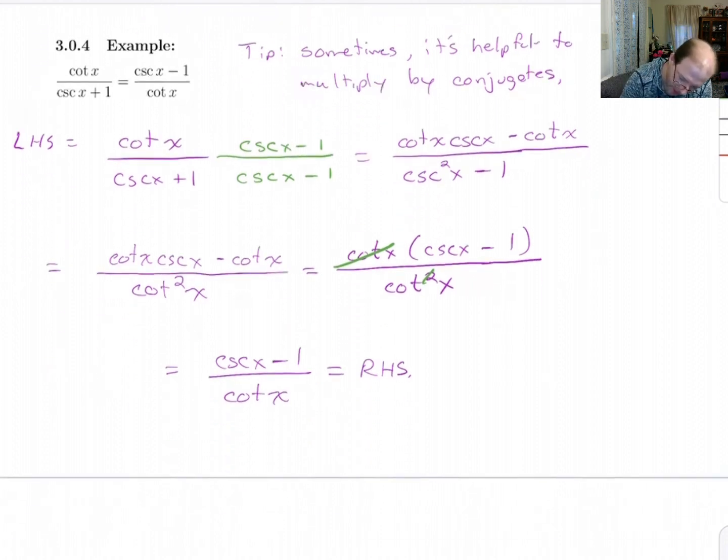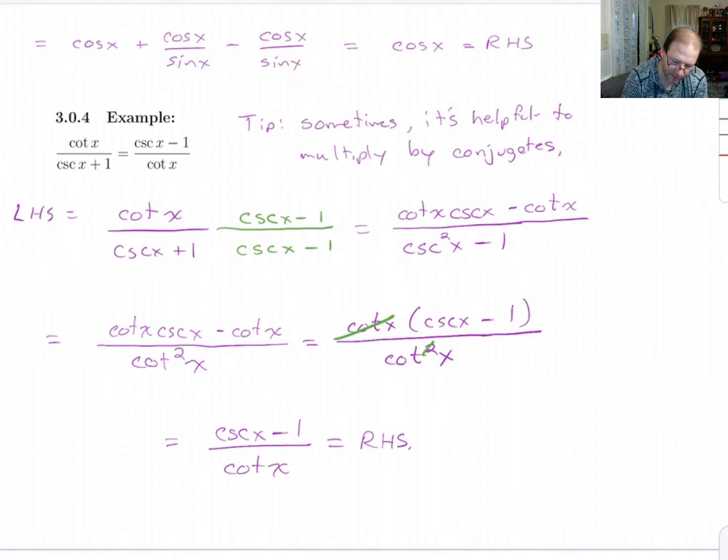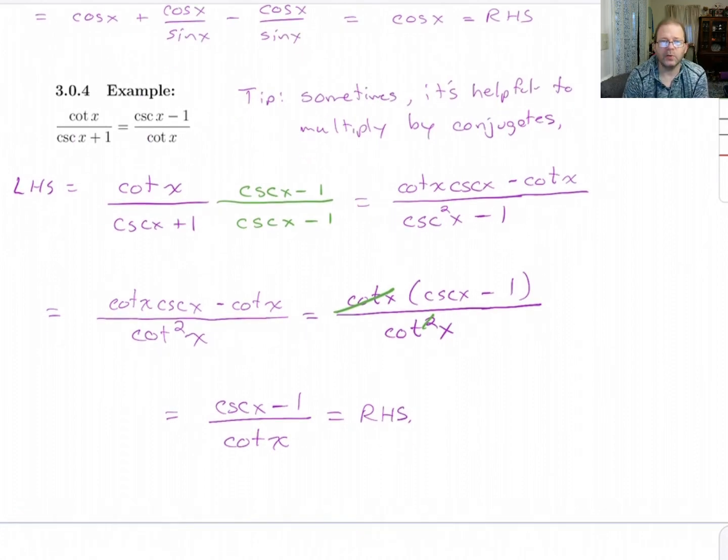All right, that's the last example. So anyway, we'll stop this section here.